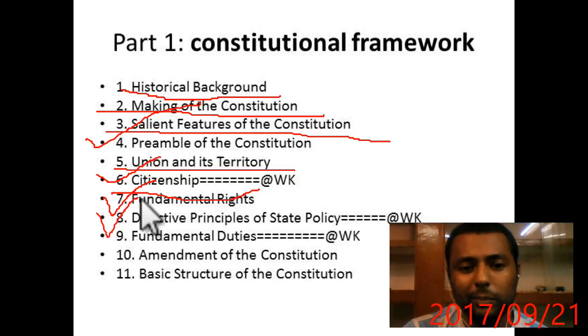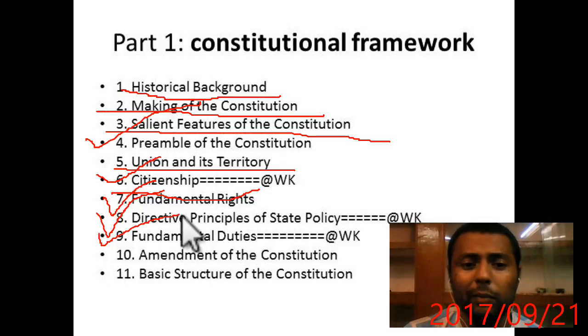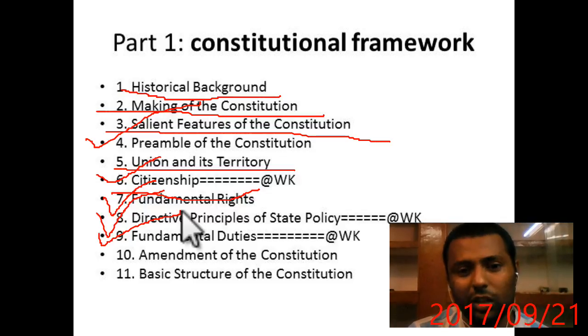DPSP, the same thing. Just go through the important articles, whatever has been marked as WK, I will upload their notes within 1 page. Fundamental duties, same thing. Remember 4 things. It was implemented on the recommendation of the Swaran Singh Committee. Earlier there were 10 duties. It is Part 4A of the Indian Constitution. There is only one article.